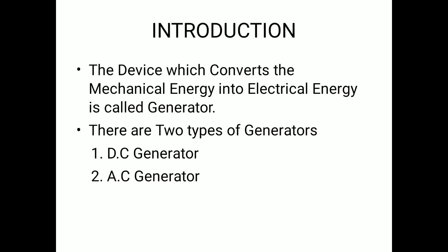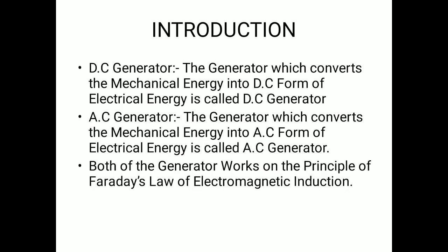There are two types of generator. One is the DC generator, and the second one is the AC generator. A DC generator converts mechanical energy into the direct form of electrical energy, which means a unidirectional form of energy. An AC generator converts mechanical energy into alternating current form of electrical energy, which means a bidirectional form of energy.